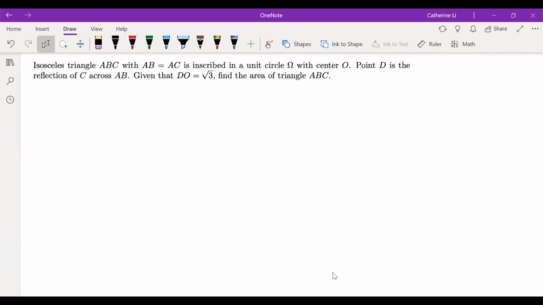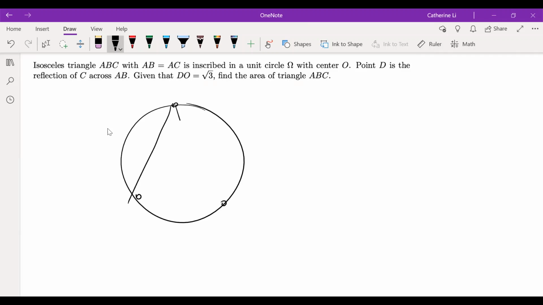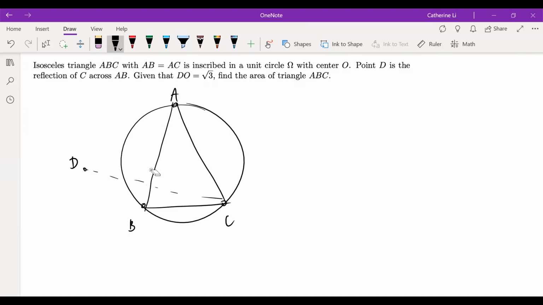So for this one, we have an isosceles triangle in a unit circle, again, ABC. Oh, that's not very nice. Okay. And what we're given is that we have this other point that is the reflection of C across AB. It's like here. And we know DO is equal to root 3, and the radius is 1. And we're trying to find the area of ABC.